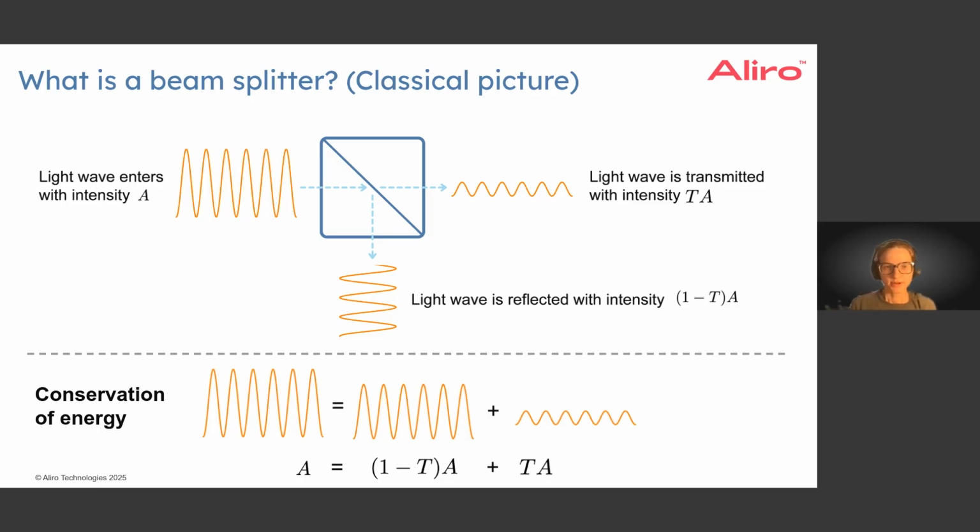So we know that beam splitters perform operations on light, and we kind of know what they look like, but what do they do exactly to light? So let's start with the classical picture, and then we'll move to the quantum picture later on.